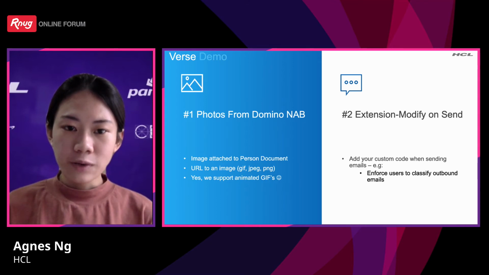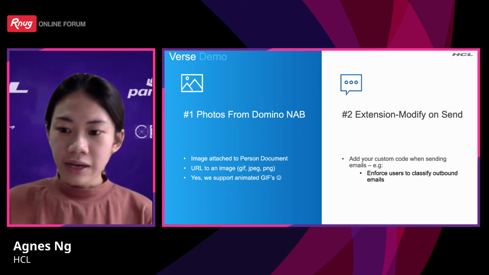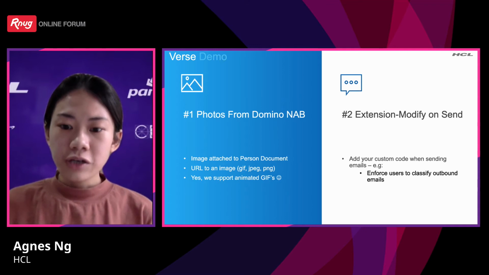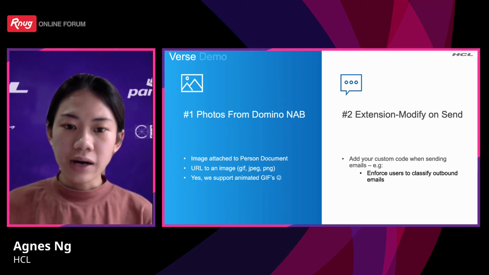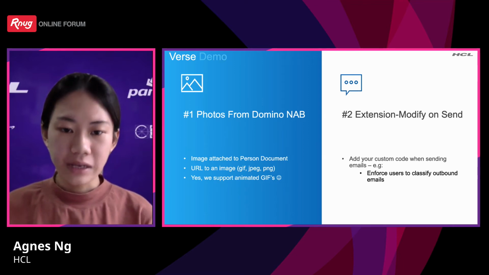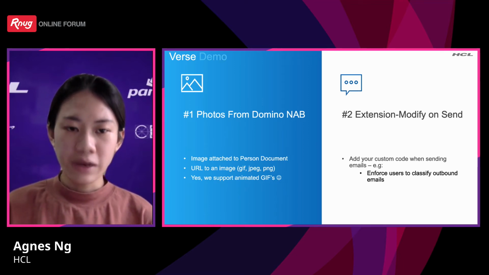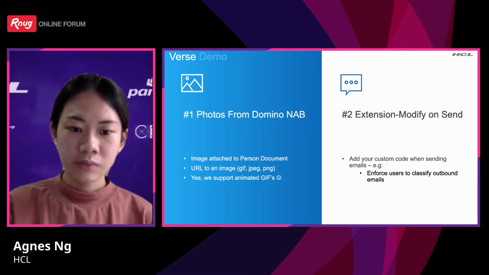The second one is an extension that we have recently created, called Modify on Send. It is not yet available right now, but we are going to have it in the coming releases. With this extension, you can add custom code to your email subject and also body when sending outbound email. And I'm going to show how it works in our demo.